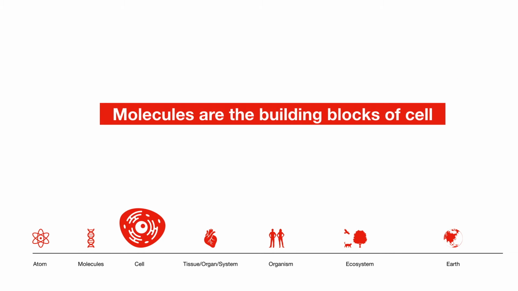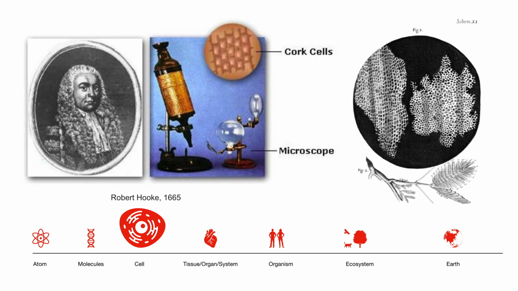Molecules are the building blocks of cells. In 1665, Robert Hooke, one of the scientists, discovered that living organisms are made of cells. He was looking at cork cells under a microscope, and later on people developed a theory that in order to have an organism, you need to have the cell as a fundamental unit of it. Of course, there's a debate whether a virus is a living organism or not. For now, we just focus on the cell.